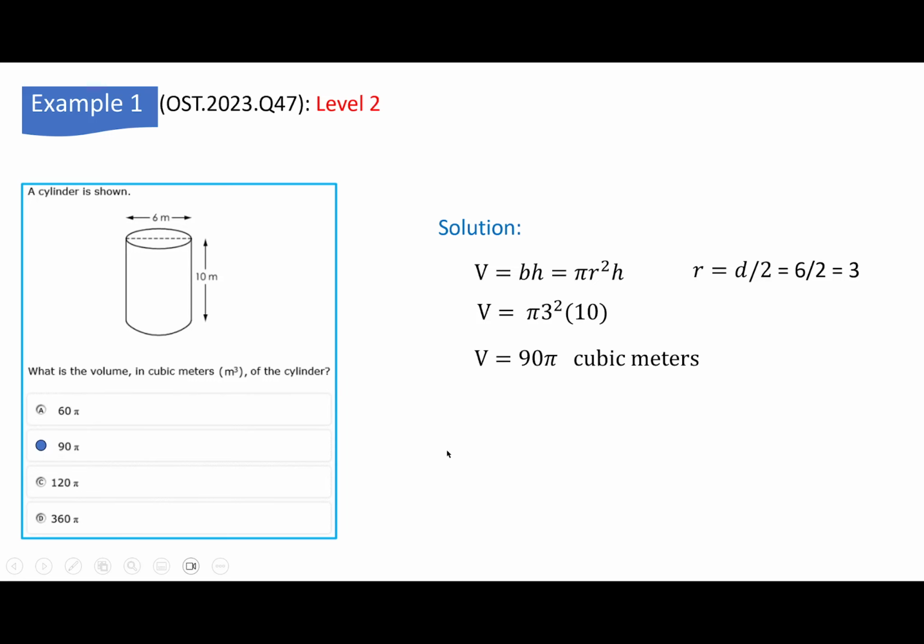Now, if by mistake you used 6 instead of 3, you get an answer of 360 pi, and you think, oh, it's right here, and you think that's the right answer, which is not the right answer. So be careful: when they have a diameter, you need to use the radius.